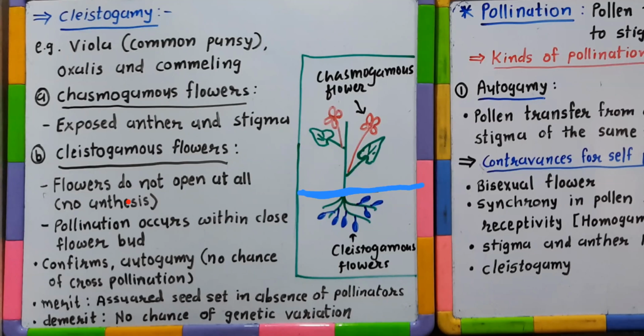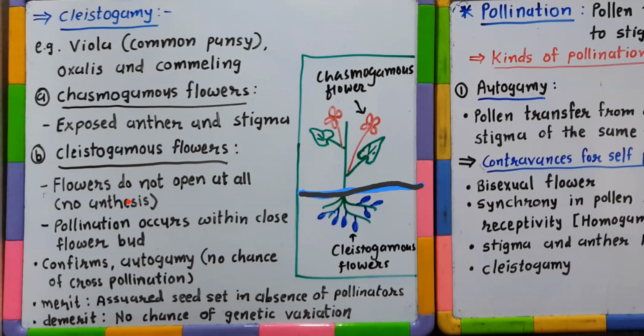Chasmogamous flowers are normal flowers which are aerial, which are colorful, which have anther and stigma, and they are open for both autogamy as well as the other forms of pollination. They can perform all, I mean, self-pollination and cross-pollination, for which they are open. Another type of flowers seen in these plants are seen on an underground stem.